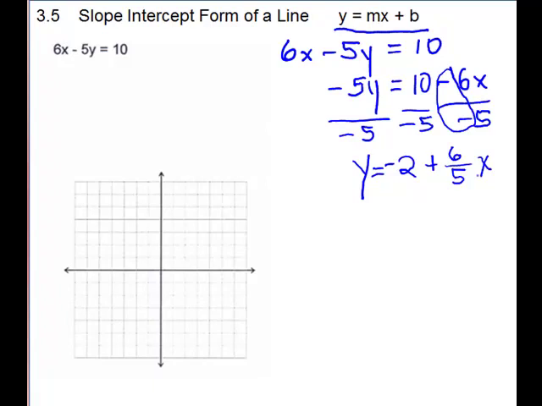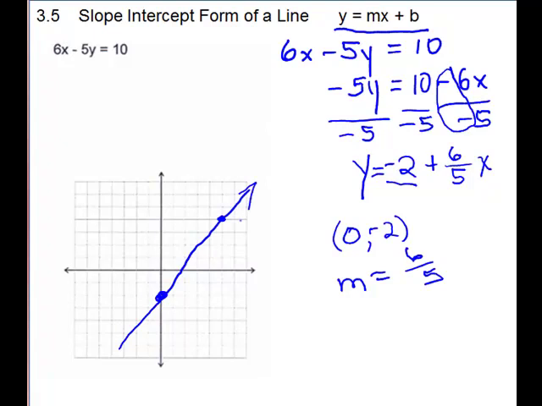It doesn't matter if it's turned around a little bit. Your y-intercept is going to be negative 2. And your slope will be 6/5. So plot your 0, negative 2 first. And then we're going to go up 6. 1, 2, 3, 4, 5, 6 over 5. 1, 2, 3, 4, 5. Make a point, connect the dots.